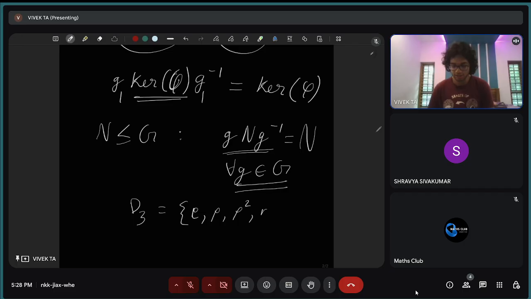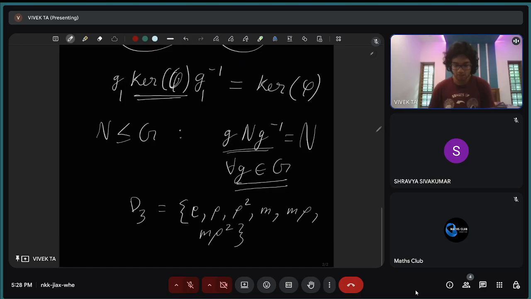Then you had the mirror across one of the axes, and then you had all the combinations that are possible. M rho and rho square M, I think. Yeah. No, M rho square. My bad. Rho square M is going to be the same as M rho. And M rho square. So these are all the elements.